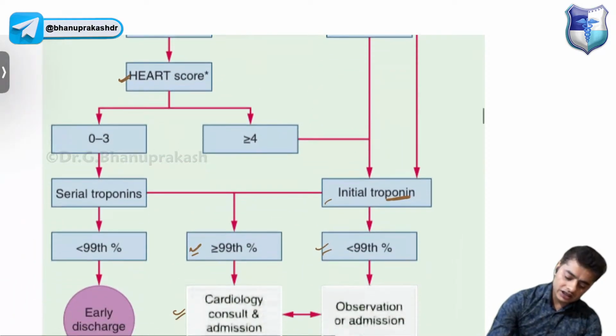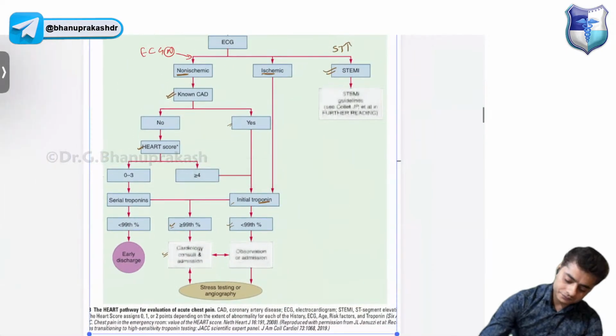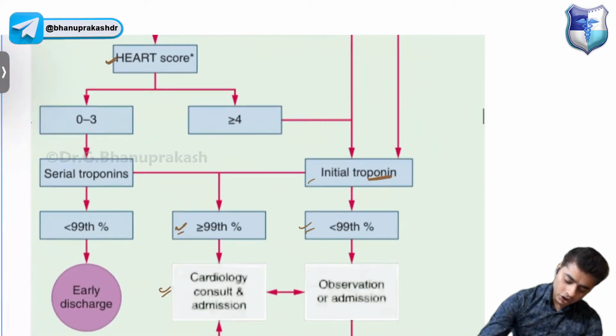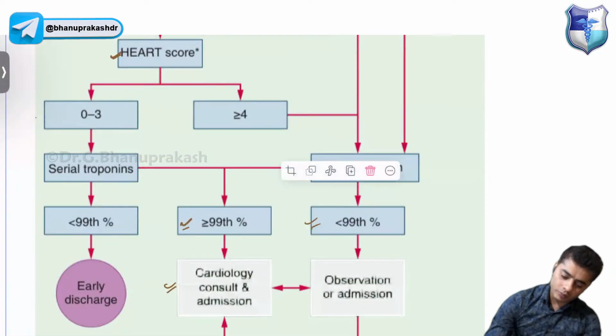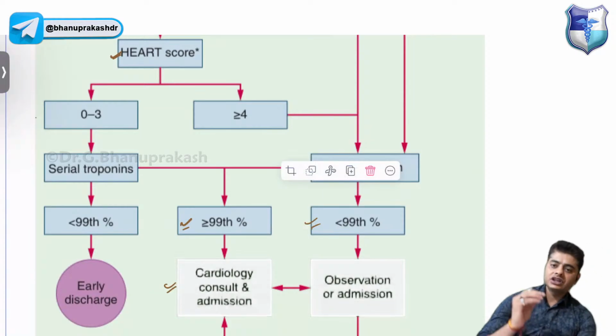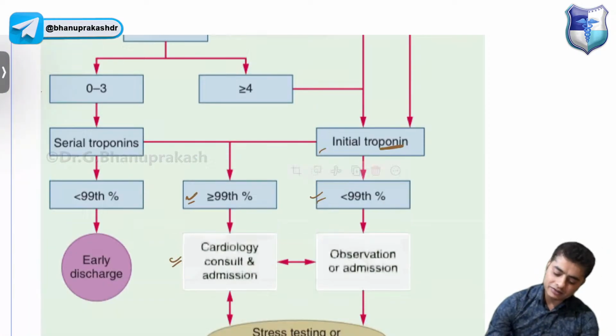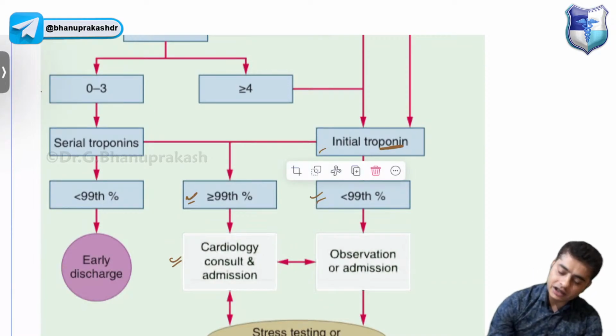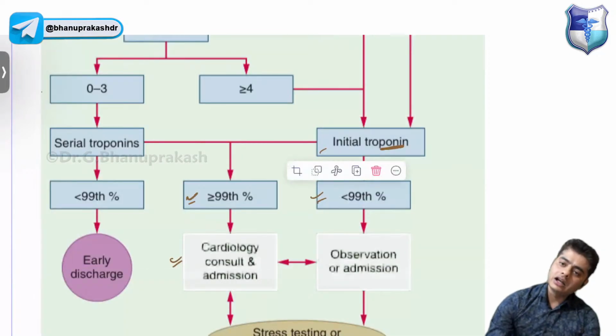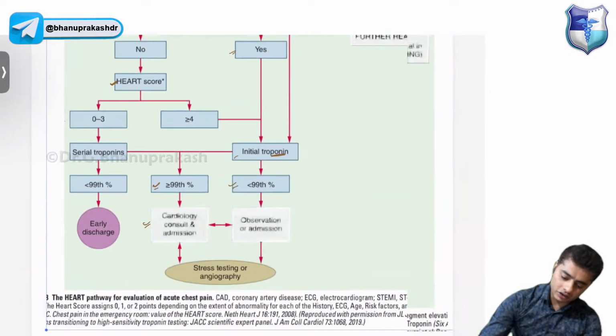If the HEART score is between 0 to 3, then you will do serial troponins. And if serial troponins come less than the 99th percentile, you will discharge the patient. If it comes greater than the 99th percentile, you will send the patient to cardiology. And if in any of the serial troponins your value is above the 99th percentile, then you will again send your patient to cardiology.